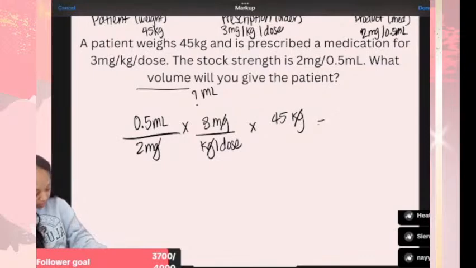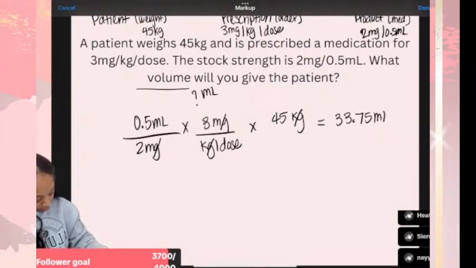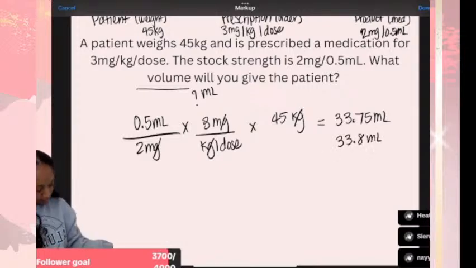So now you can solve your problem. 0.5 times 3 times 45 divided by 2. That's going to be 33.75 milliliters. Okay? So, if we round this, it'll be 33.8 mLs.